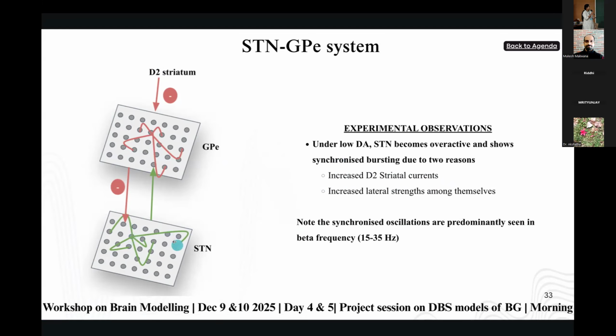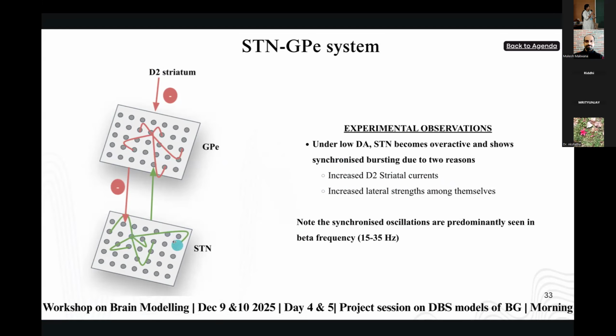Yes. Can you repeat, ma'am? So what I meant was experimental observations basically showed that as I increase the external D2 striatum current, it turns more and more PD. Apart from that, if I increase the lateral strength, it will turn more and more PD. Can I say the model which I built should also show such kind of behavior? Yeah, if you make changes to the striatal current or the lateral strengths, maybe you can induce PD there. Yes. So whichever model I will make should have these characteristics.